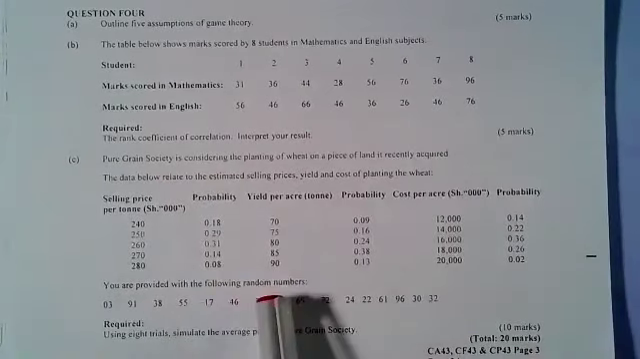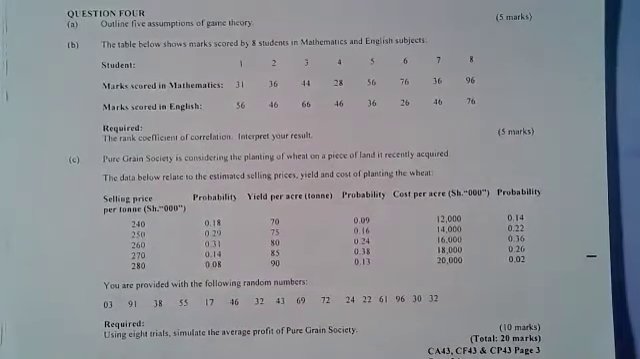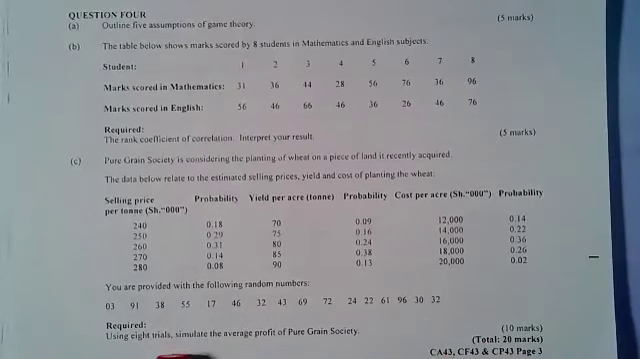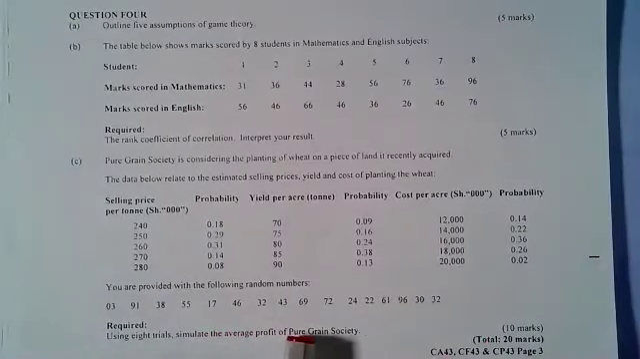You are provided with the following random numbers. So we have that. Required: using 8 trials, simulate the average profit of the Pure Grain Society. You determine the profit. So how can we get the profit in that case? The steps remain the same.